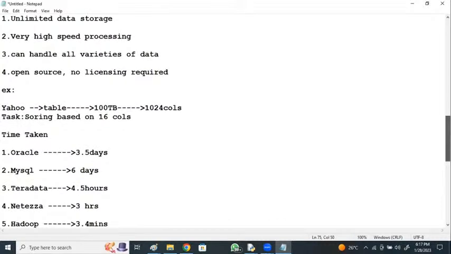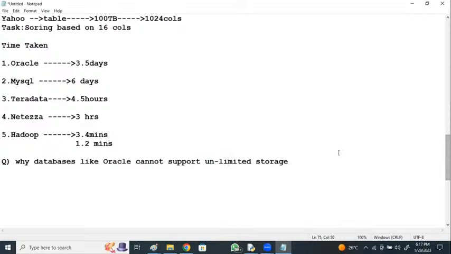Hadoop follows master and slave architecture: a single master and multiple slaves, meaning a single master and multiple slave systems. But databases have a limitation here: a maximum limit on the number of slaves.